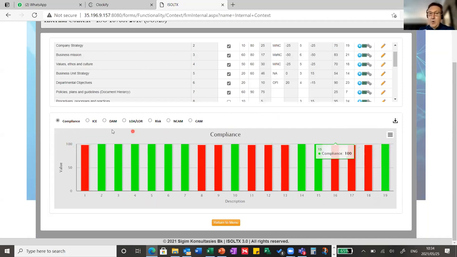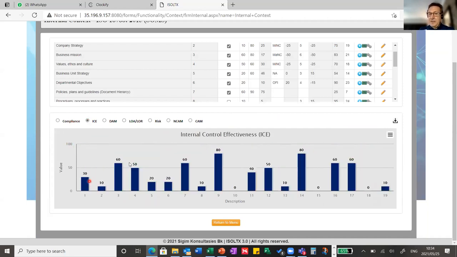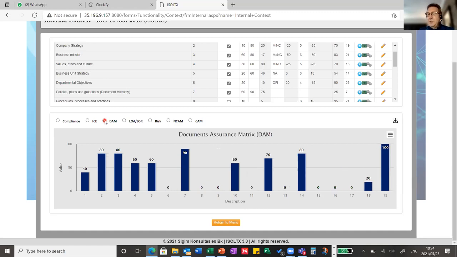There's your profile. What is my internal control effectiveness profile? There it is. Now I can see where I need to go and work on what is critical. So this is your critical controls that you need to work on. Then your document assurance matrix. Your document assurance matrix is talking about how good am I in my processes and in my structures and procedures, etc., that is combining and gluing everything together.